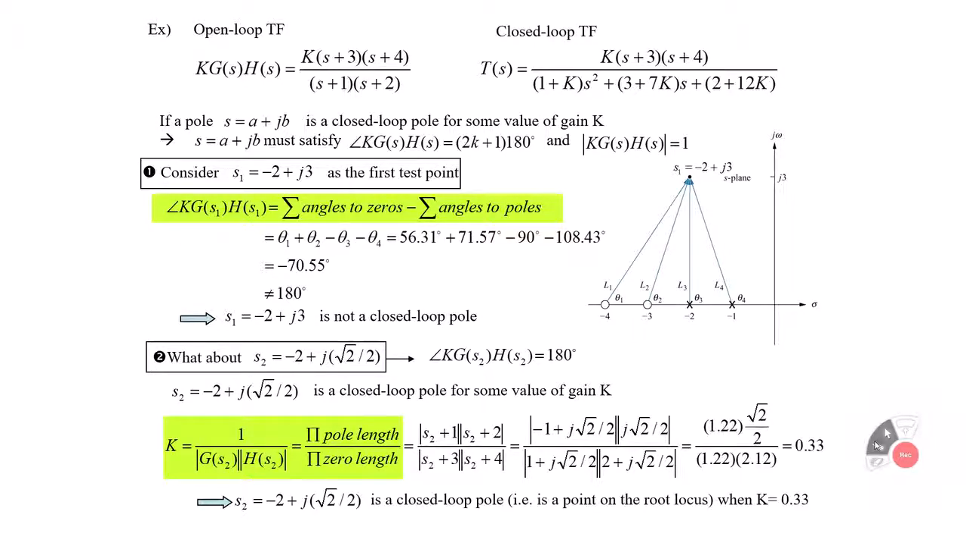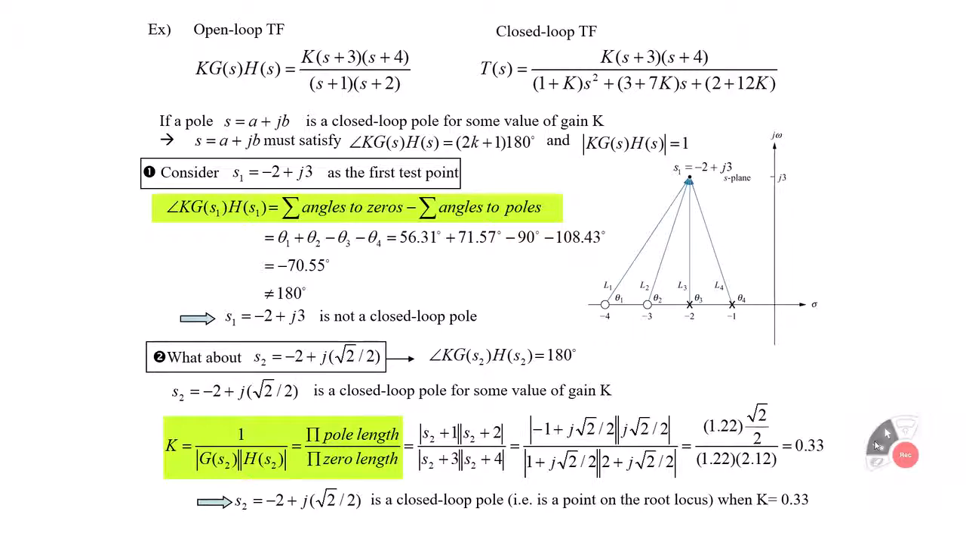71, 90, 108. This is 70 something. So, is this the closed pole or not? If this is the closed pole, this phase angle must be minus 100 or, going around once, 100. But this is not. So, this is not the closed loop. Okay?